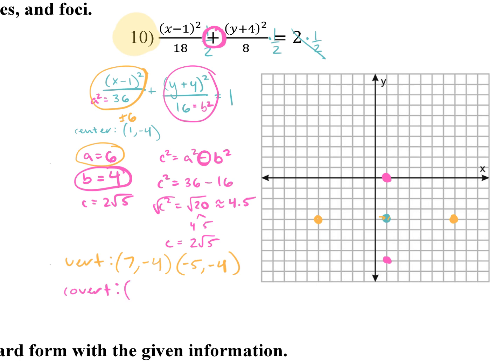I can look at my graph and just figure out what points those are, or we could add and subtract 4 to the Y. So we get 1 comma 0 and 1 comma negative 8. So here would be our ellipse. One more thing that we have to put on it is our foci.